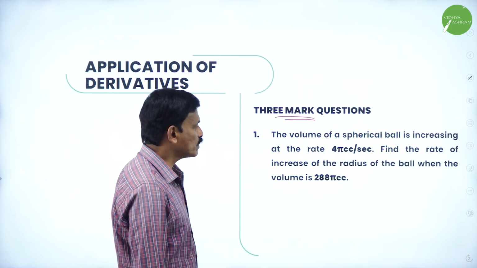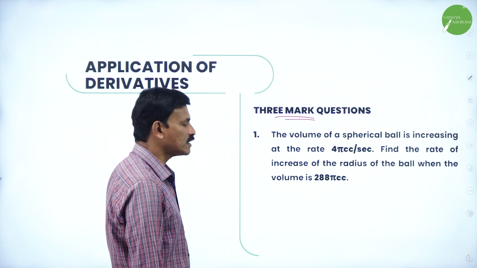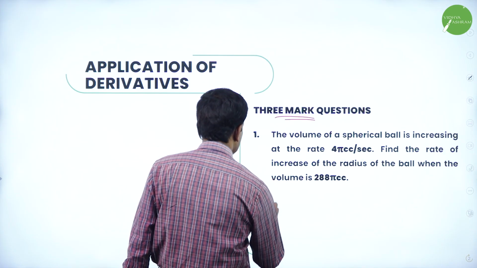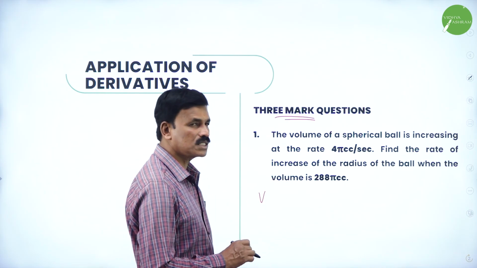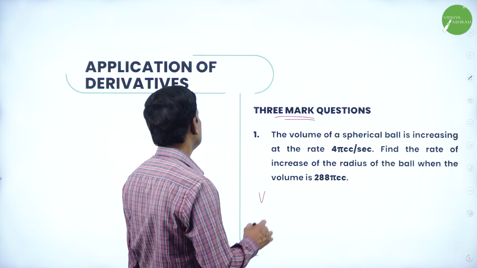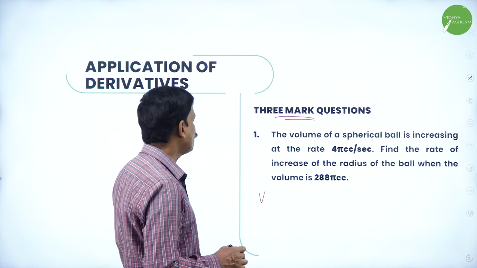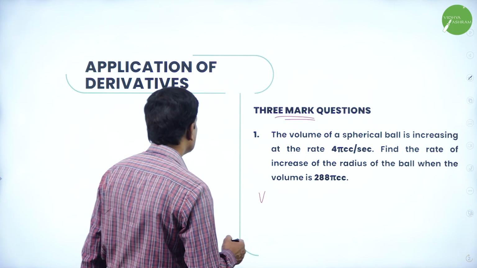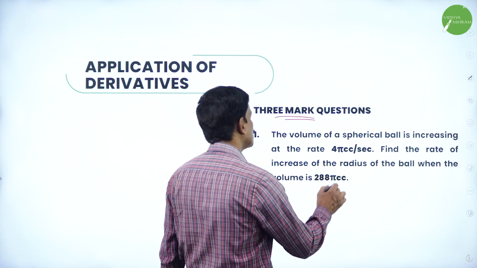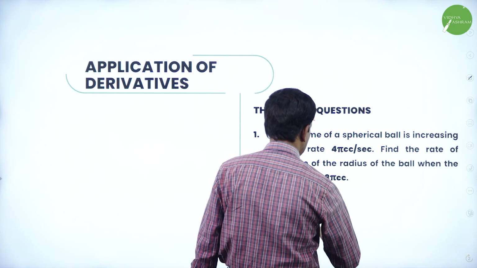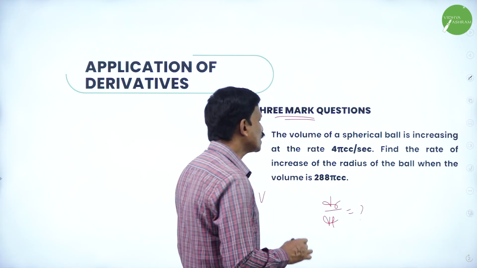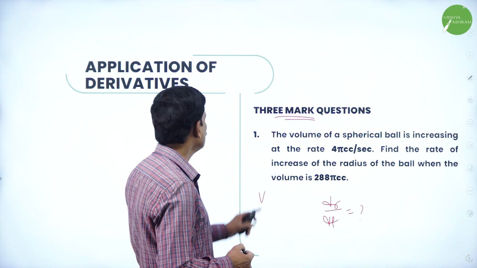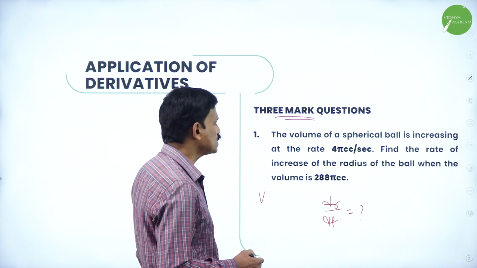Now the volume of a spherical ball is increasing at the rate of 4 pi cc per second. Find the rate of increase of the radius of the ball when the volume is 288 pi cc. So what is to be found is the rate of increase in the radius, so dr by dt is to be determined, when the volume is equal to 288 pi cc.